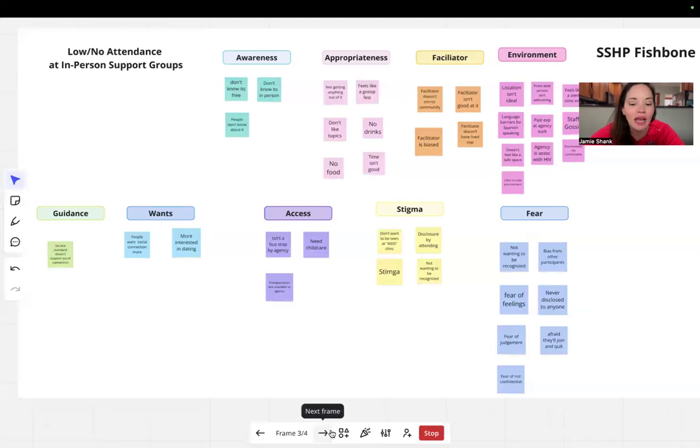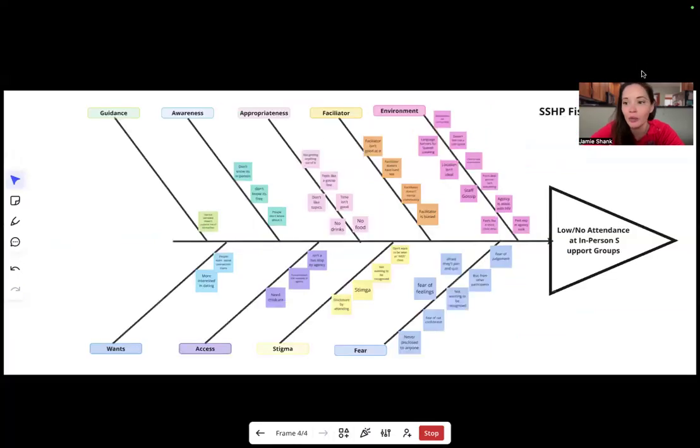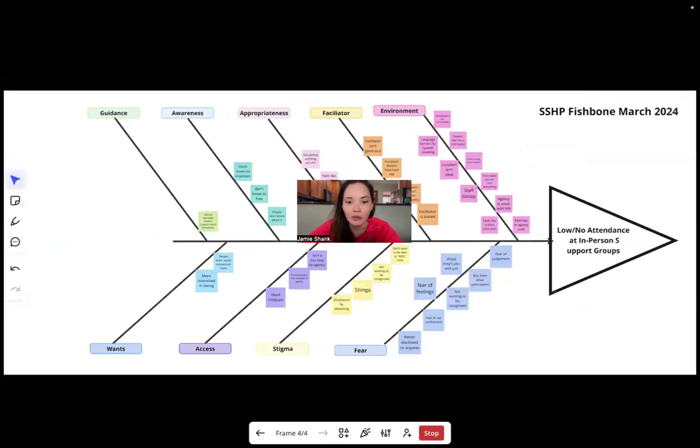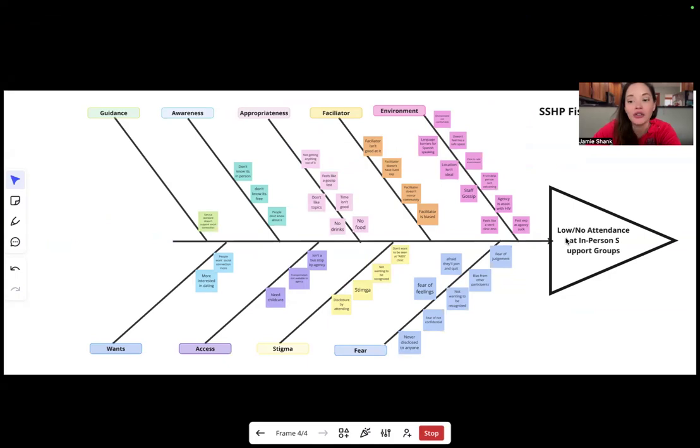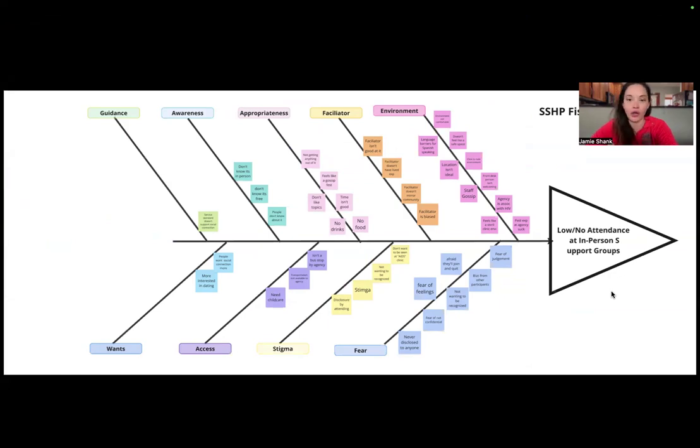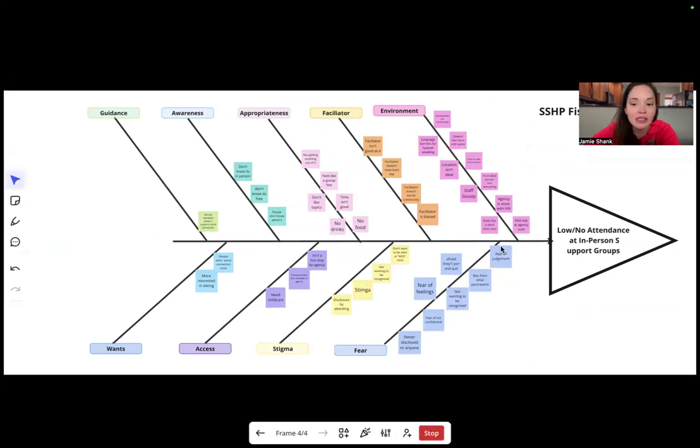Now it becomes a whole lot easier to put this into what we call the fishbone. So, oops, let me move my camera. So here we see our central question is what we would call the head of the fish, our central issue, our central problem. Again, we have the low or no attendance at these in-person support groups. And then we took our clusters and we put them sort of as bones of a fish. You see those ideas clustered together, and we named these bigger bones based on what those cluster names were.